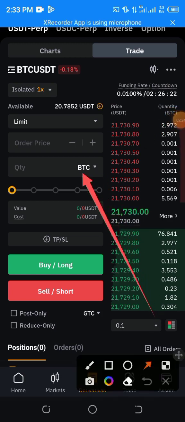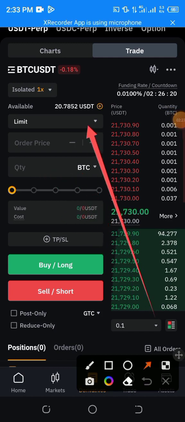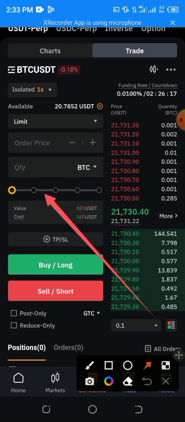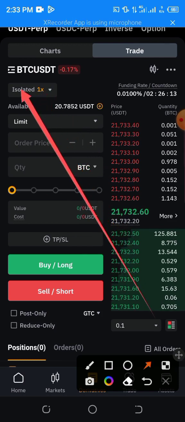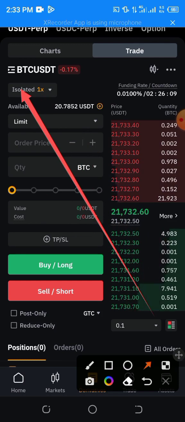Okay, so here I'm seeing quantity. I talked about limit orders. So here I'm seeing quantity, and note we have isolated here, not cross. Isolated means if I'm going in for a buy, a long or a short with $10, it means if the trade should go against me, only that $10 is at risk.